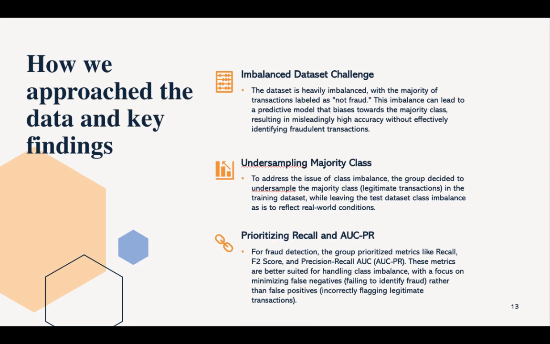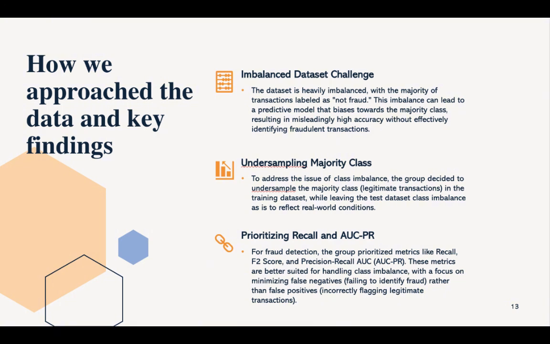To address this issue, our group has opted to undersample the majority class in order to balance the training dataset. With over 1 million entries in the training dataset, undersampling is the more appropriate choice in an effort to reduce training time given our limited computing power and time. We leave the test dataset as is to reflect the real world environment.